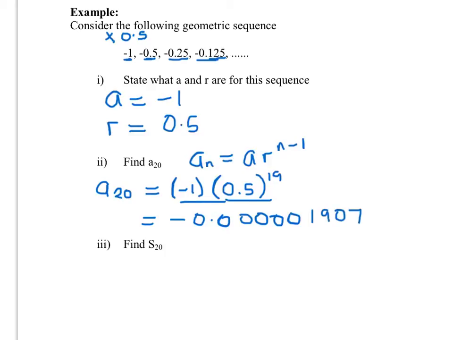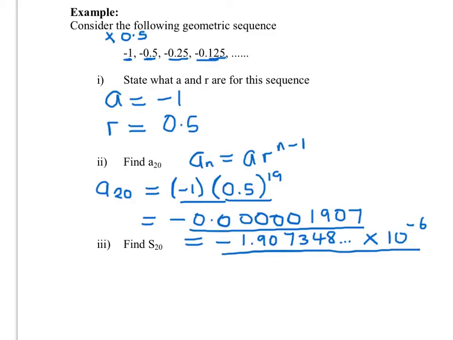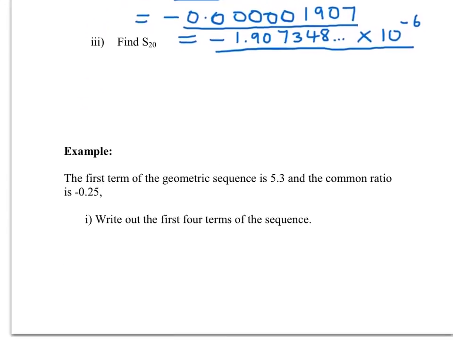If you wanted to write it in scientific notation, what you'd find is that it's minus 1.907348, and there's a good few digits after that, but it would be multiplied by 10 to the power of minus 6. Now either answer, they're both the same. This one here is just in normal decimal form. This here is in scientific notation. Now let's move up the page to do the last part.